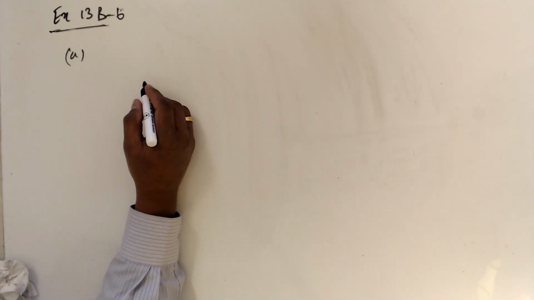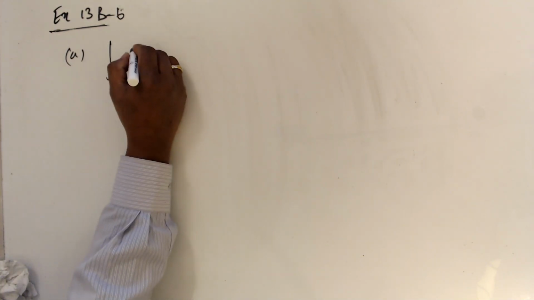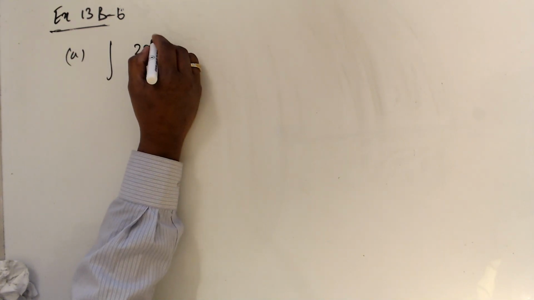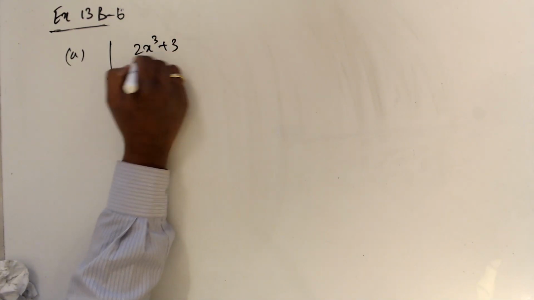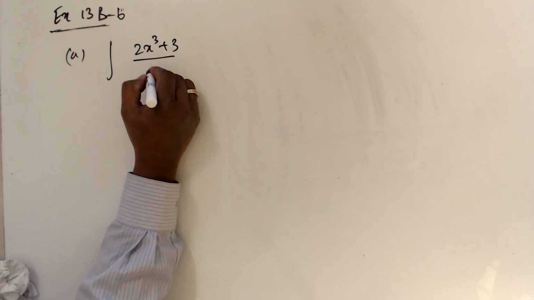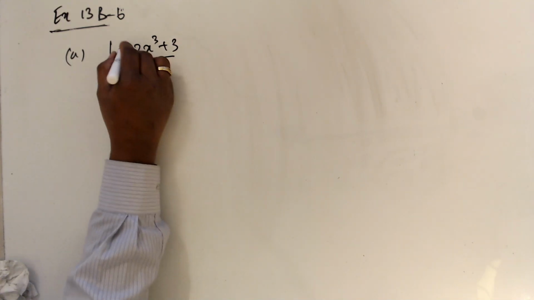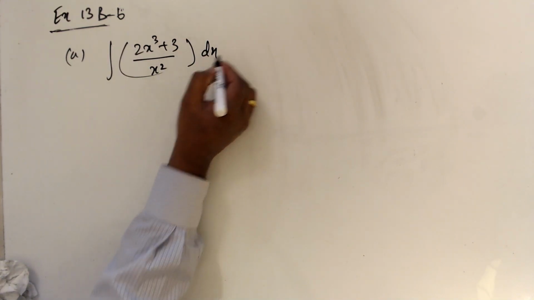So q x squared plus pr cube x. Number 6, the integral of 2x cube plus 3 over x square dx.